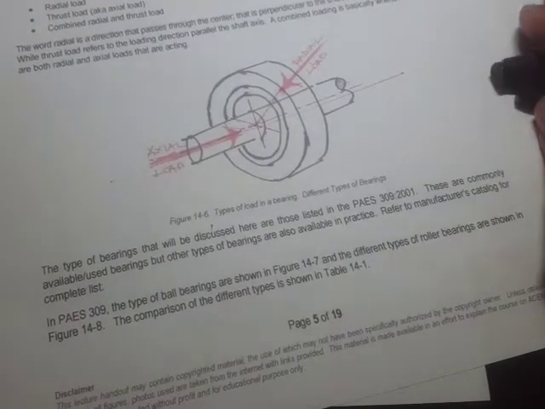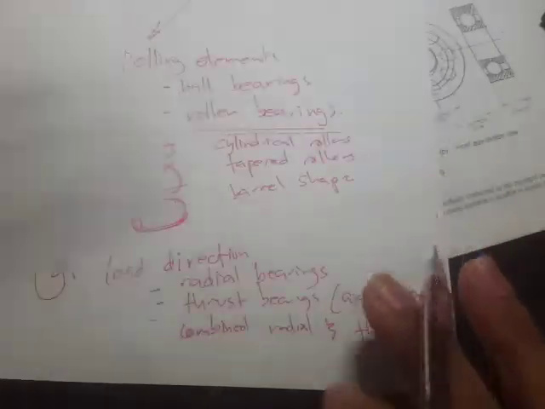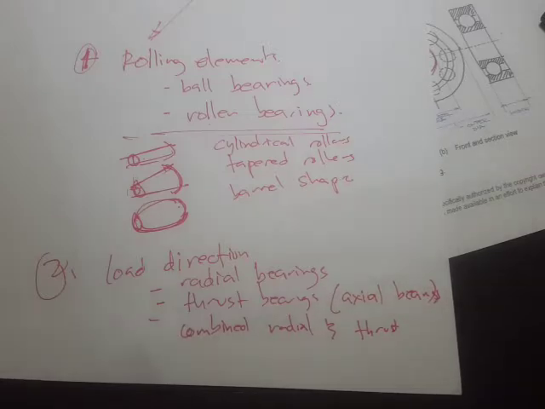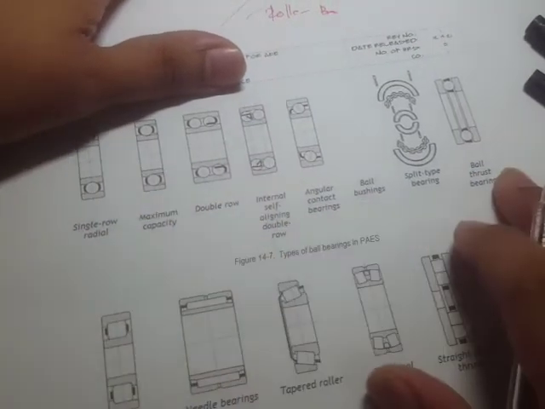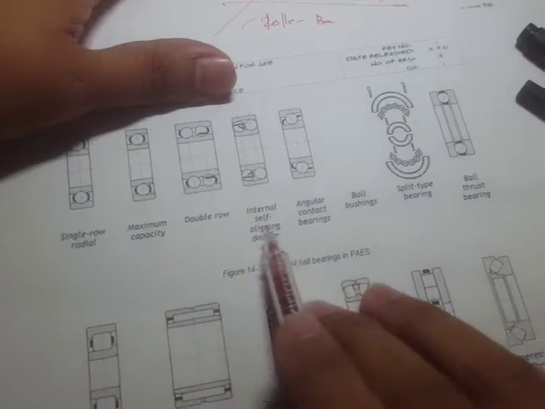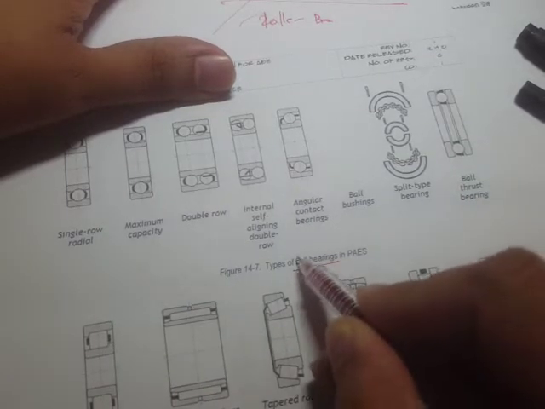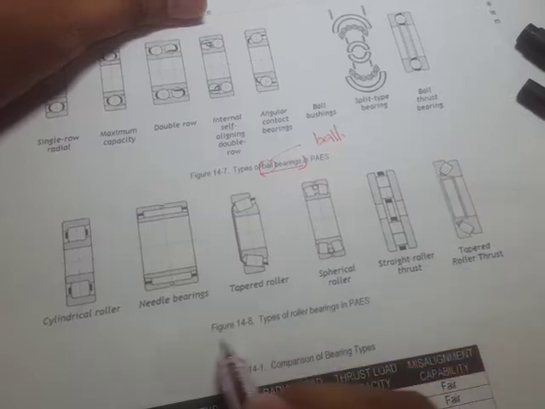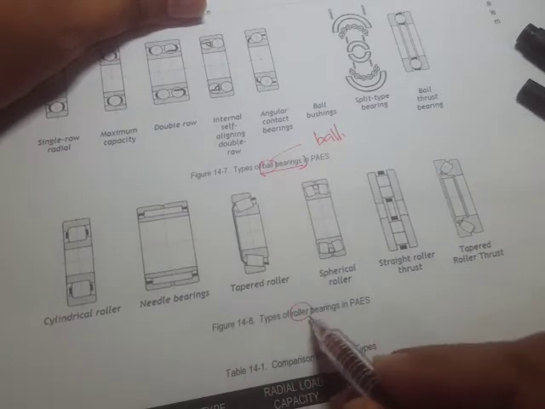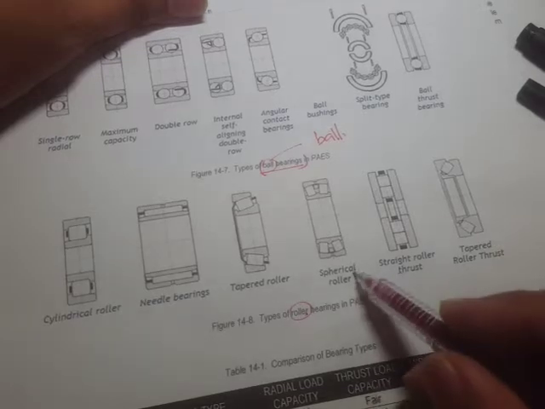Now let's discuss the different types of bearings as specified in our PAS 309 2000. In our lecture handouts, this figure is just taken from PAS 309. Here's the single row, the maximum capacity. We have the internal self-aligning, the angular contact, and the ball thrust bearings. You would notice these are all ball bearings, meaning the rolling element is a ball. Whereas another class is a bearing wherein the rolling element is a roller, a cylindrical roller, or a tapered roller, or a spherical roller.